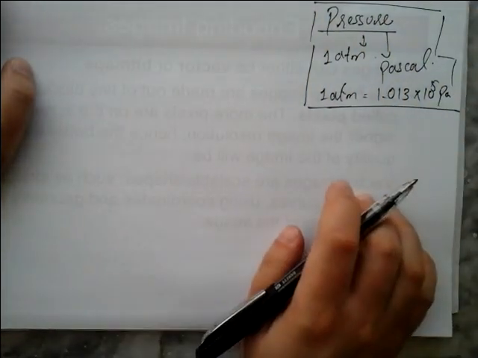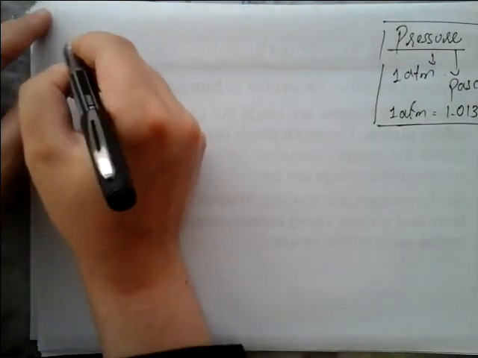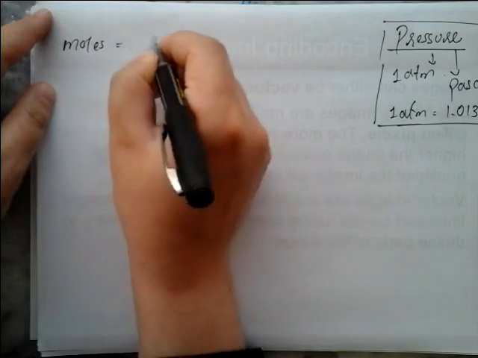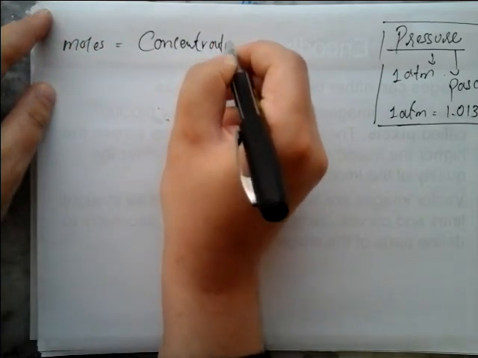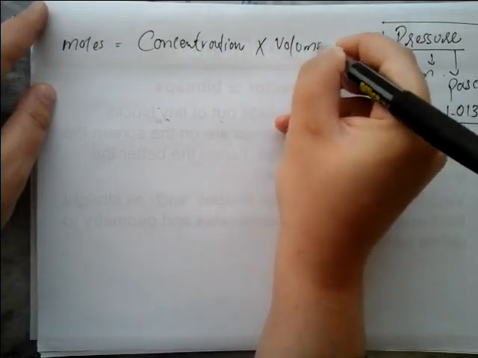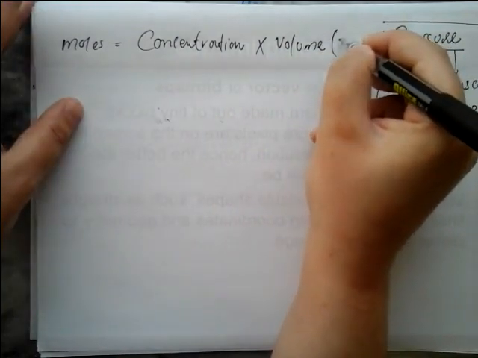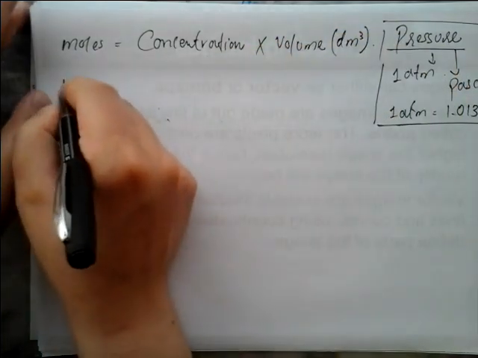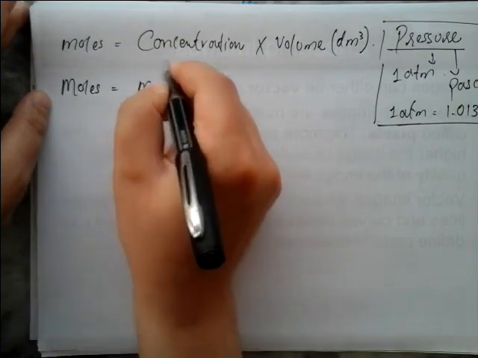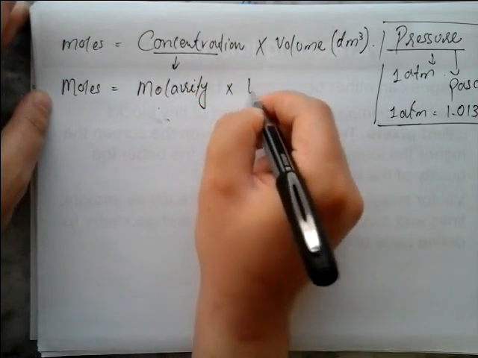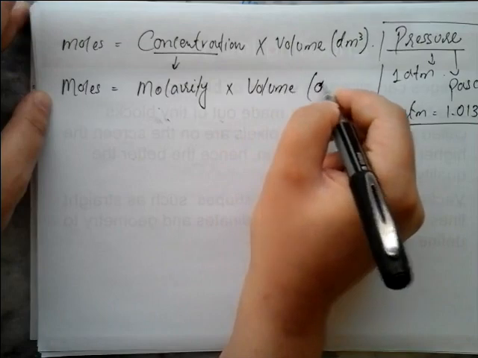Now coming towards the solution, as we know that in terms of solution, moles is equal to concentration multiplied by volume of the solution in decimeter cube. This formula can also be written as moles is equal to molarity, this is also called molarity, multiplied by volume in decimeter cube.